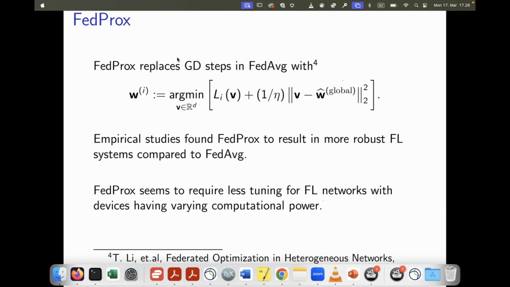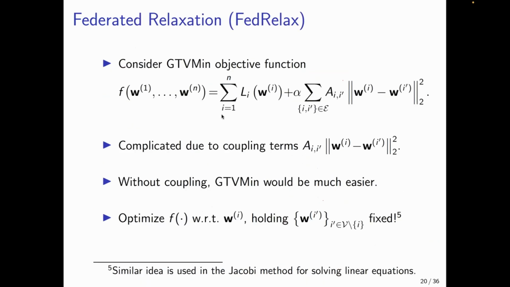In FedProx, we want to learn one set of model parameters, or global model parameters, but we then share it with all the clients. And in FedRelax, we learn different model parameters at all nodes. So this is a fully distributed, decentralized federated learning algorithm.